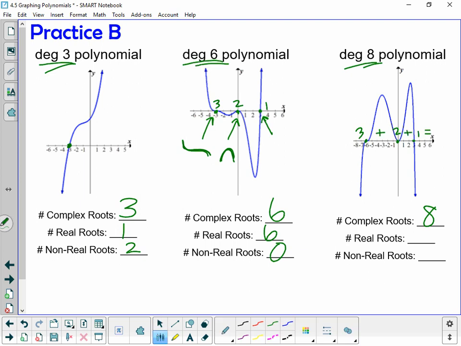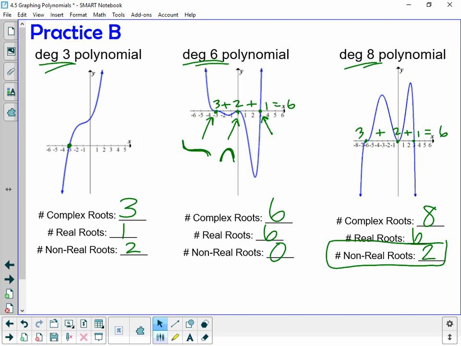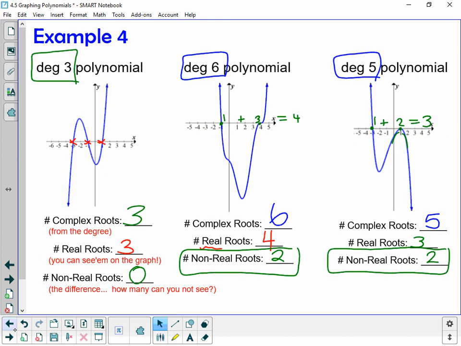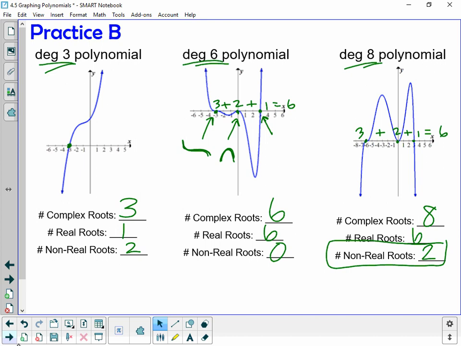3 plus 2 plus 1 is 6. 3 plus 2 plus 1 is 6 here as well. And since this was a degree 8 and I can only see 6 real roots, I know it must have 2 non-real roots. Now I don't know if you noticed, but all of these functions either had 0 or 2 non-real roots. Now that's not always the case.